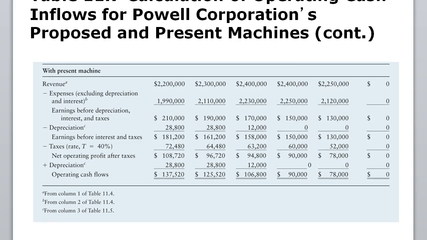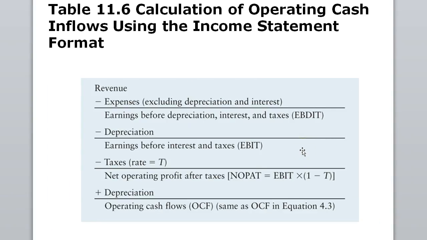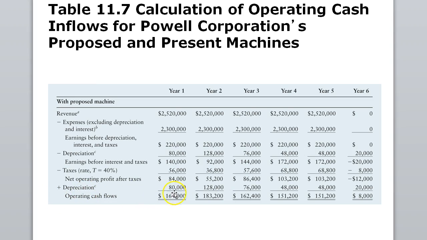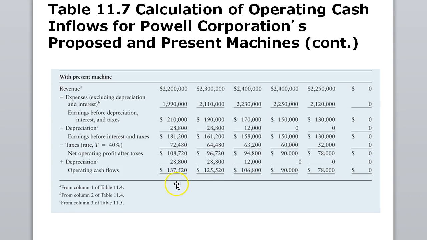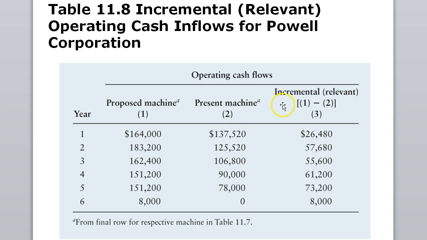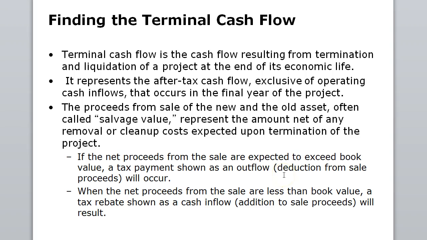And then we're going to take that. So remember here we have our operating cash flows in the proposed machine, 164, 183, 162, 151. And then we have the operating cash flows for the old machine, 137, 125, 106, 90, 78. So then to get the incremental, here are our new cash flows for the new machine, what our old cash flows for the old machine are, and then the incremental is really the change. This is how much better we're going to do if we get the new machine. And that's why we only want to analyze the incremental cash flows in this example.